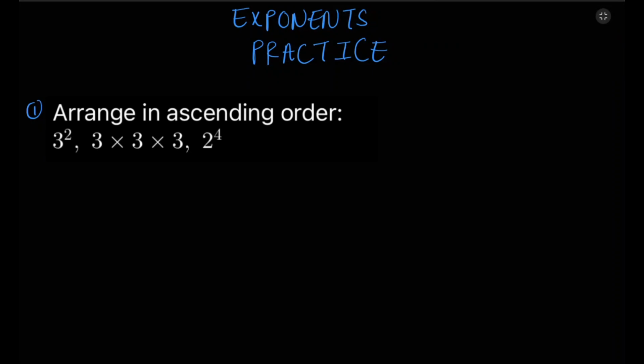In today's lesson, we'll do more exponents practice questions. Number 1, arrange in ascending order. Ascending order is from smallest to biggest. Okay. 3 to the power 2 is the first part. The second part is 3 times 3 times 3, and we have 2 to the power 4. To make this easy, let's simplify and find the values of these. Let's write it on the side.